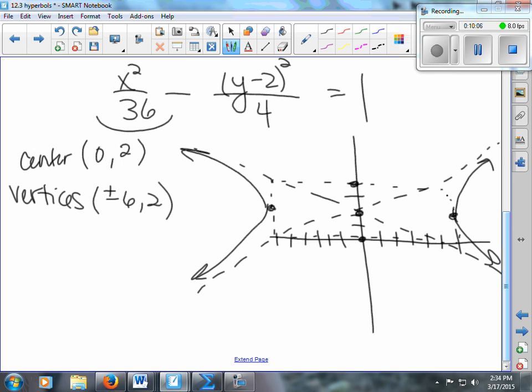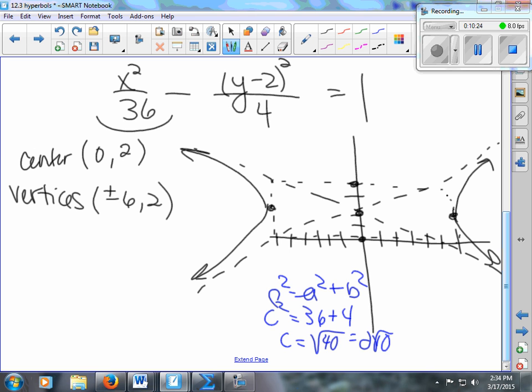Let's go ahead and find our foci. So c squared equals a squared plus b squared. I don't think this is going to be quite as pretty. So c squared equals 36 plus 4, or 40. So my focus is the square root of 40, or 2 radical 10. That's somewhere between 6 and 7. So here and here.